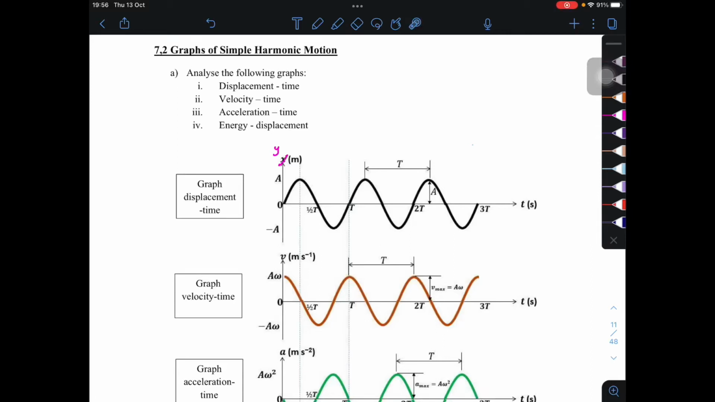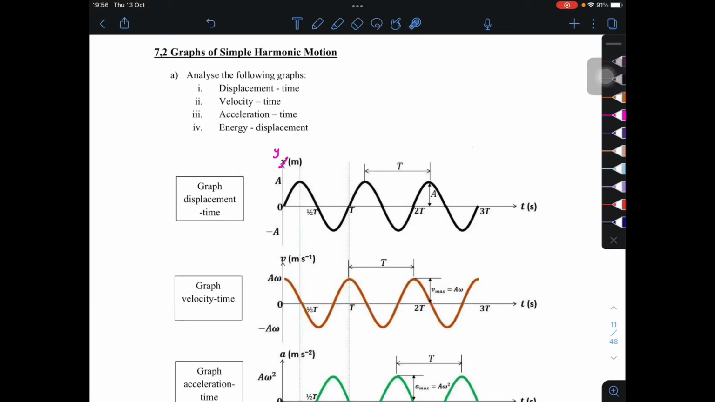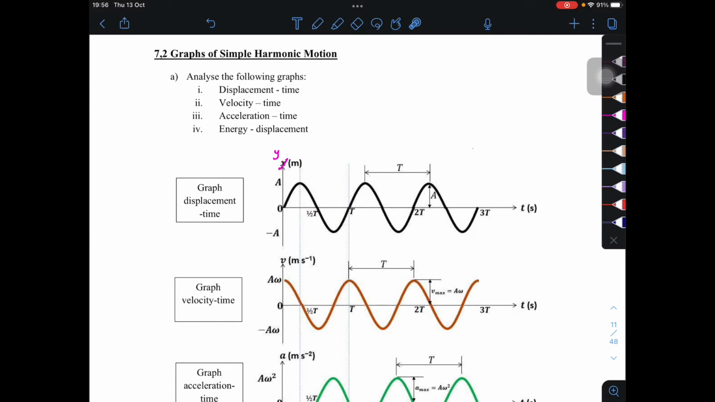Okay, let's look at the next subtopic for this chapter, which is 7.2 graph of simple harmonic motion. In this subtopic, you should be able to analyze the following graphs. So kita ada 4 graph dekat sini. We have displacement against time, velocity against time, acceleration against time, and energy against displacement.